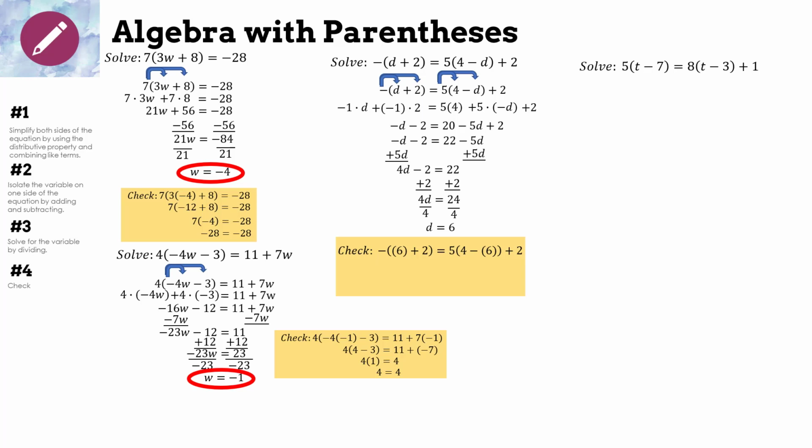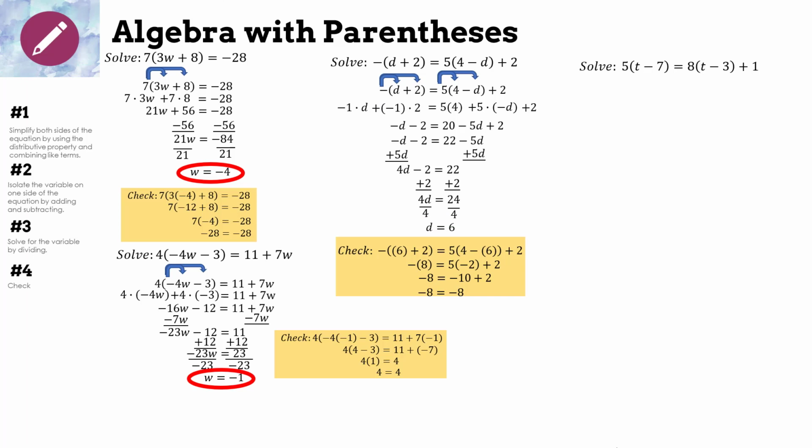So 6 plus 2 is 8. 4 minus 6 is negative 2. Negative 8 is negative 8. 5 times negative 2 is negative 10, plus 2. And negative 10 plus 2 is negative 8. And look at that. Yes, indeedy, d equals 6 is our solution.